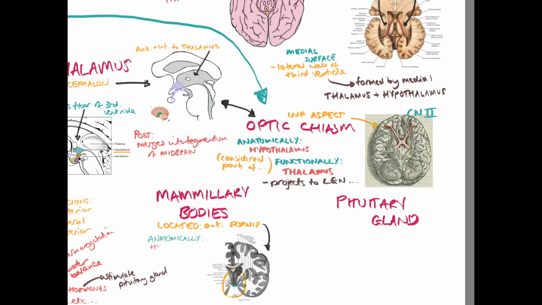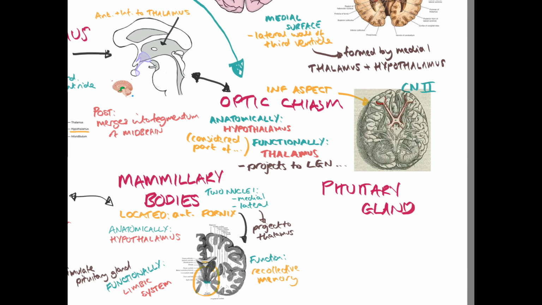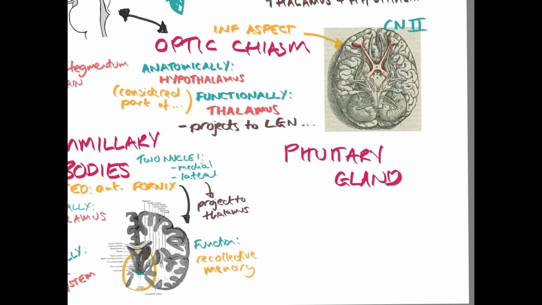Anatomically, they are also related to the hypothalamus, but functionally, they are related to the limbic system. They are comprised of two nuclei, the medial and the lateral, and they also project to the thalamus. For their function, they are involved in contextual recollective memory. And finally, the pituitary gland.